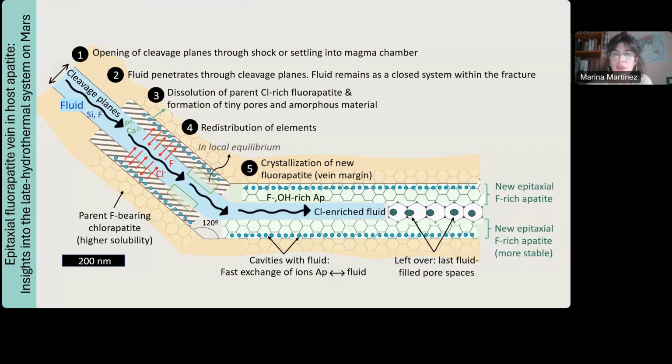And so the fluid gets enriched in chlorine. And finally, we have the crystallization of the SiO2-rich phase at the center of the vein with the leftovers, which are the last fluid-filled pore spaces, the second type of nanopores.